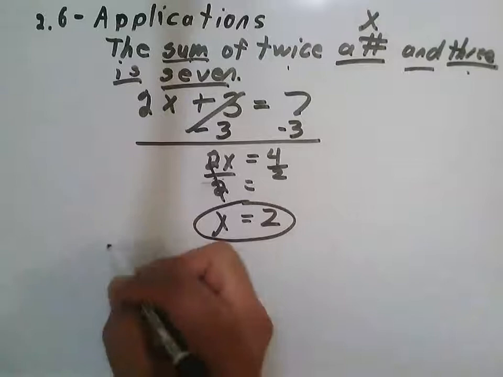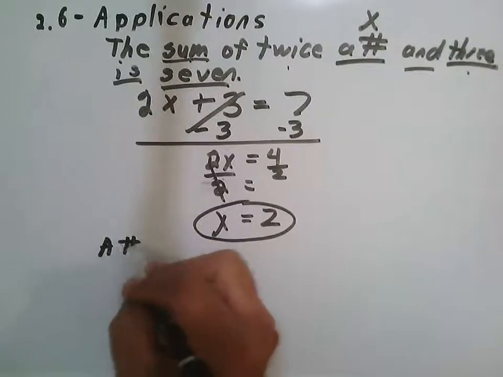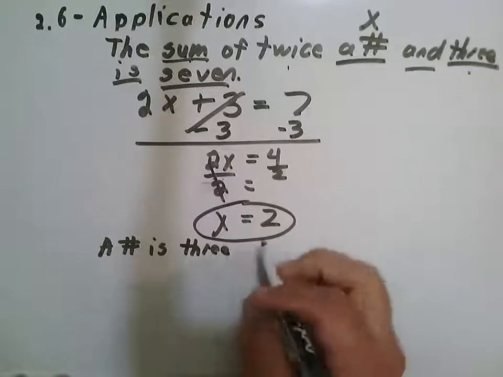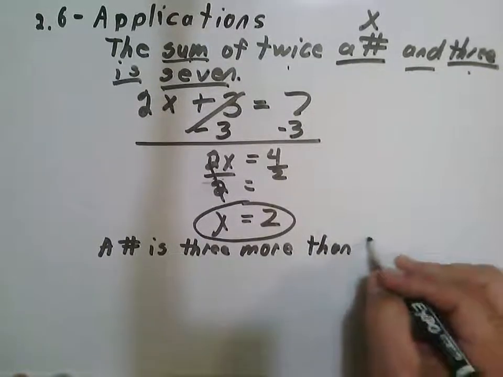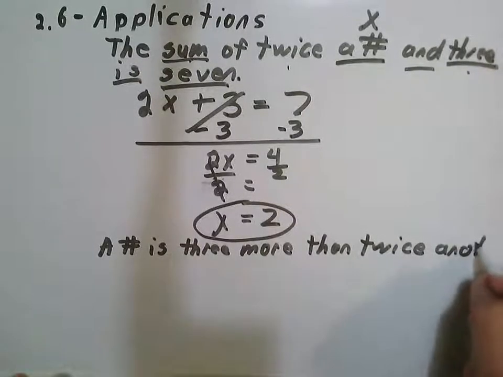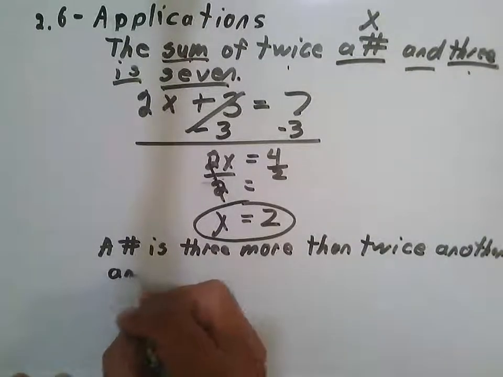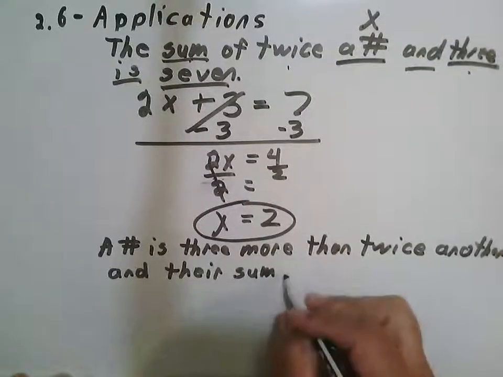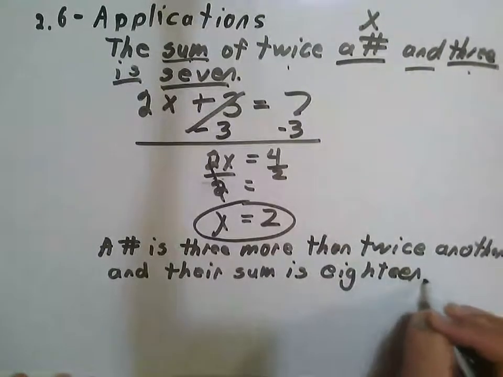If we use another one, let's say a number, and once again I'm going to abbreviate here, a number is 3 more than twice another, and their sum is 18. Kind of ran out of room there. This one's kind of long, but that's fine.